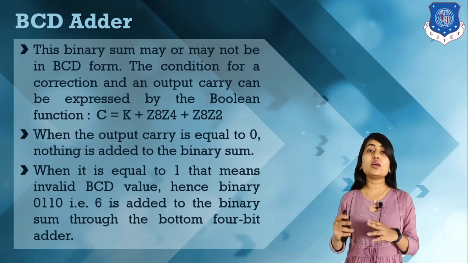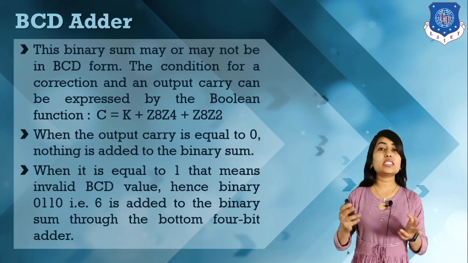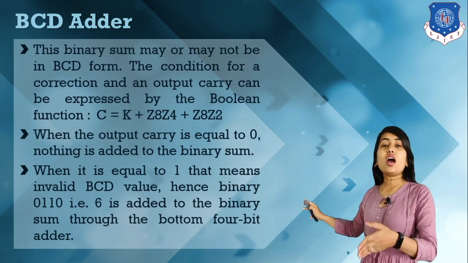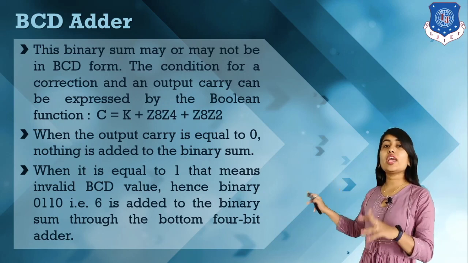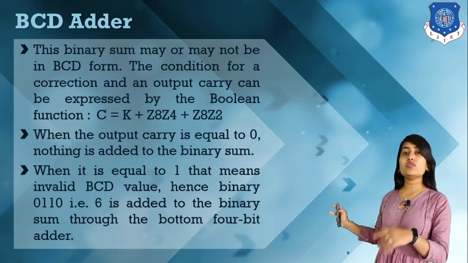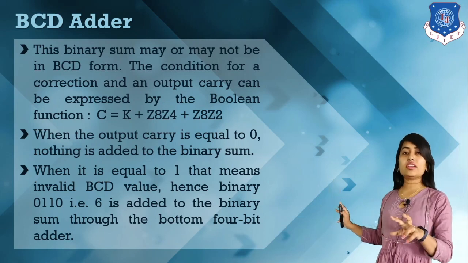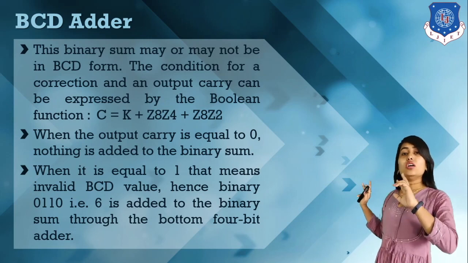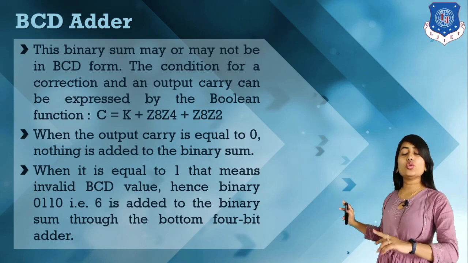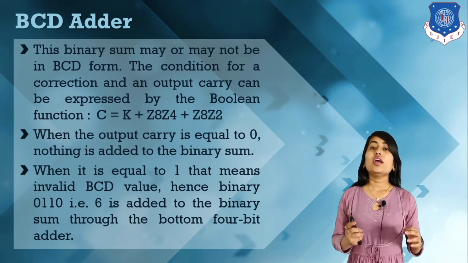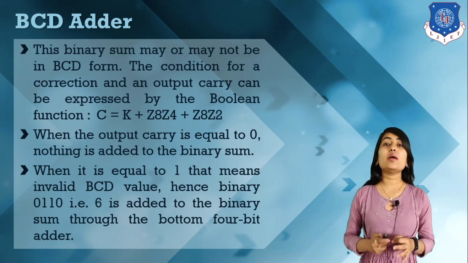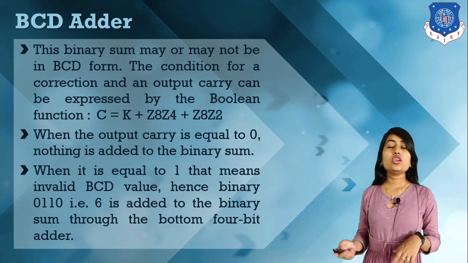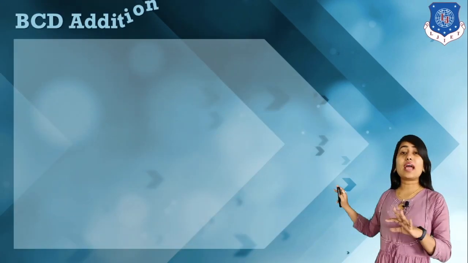This binary sum may or may not be in a valid BCD format. If we have any of these conditions, that means we have an output carry, where K indicates the output carry, or we have a binary sum in which the 8 and 4 weight digits are 1 at the same time, that means we have an invalid code. Or if the positional weights 8 and 2 are both 1, that also means we have an invalid BCD code. To make them valid we have to add 6, and if it is valid then we have nothing to add.